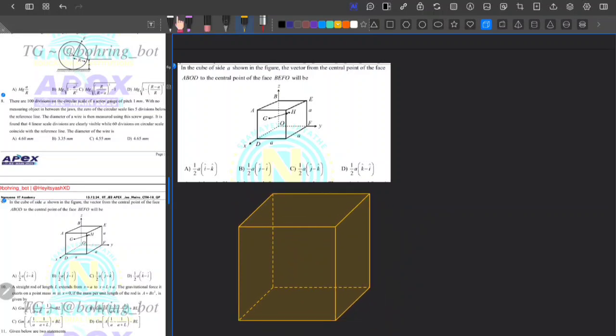So this was the diagram. Let me say the points. Where are the points here? This point is A and this point is B, right? This point is E, this point is H, this point is F, this point is O, and this point is D. I don't know about this point. This point is not given here, right?